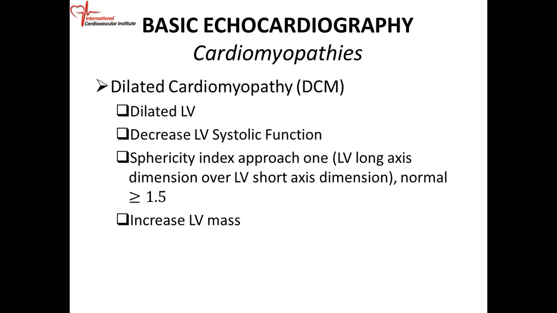Okay, so we talk about a sphericity index, where the index is in the short axis view. You measure the long axis and you put that over the short axis. So the length of the long axis to the length of the short axis, we're talking about a short axis view. If that's normal, it should be greater than or equal to 1.5. And then when you have a dilated cardiomyopathy, the LV mass is increased as well.